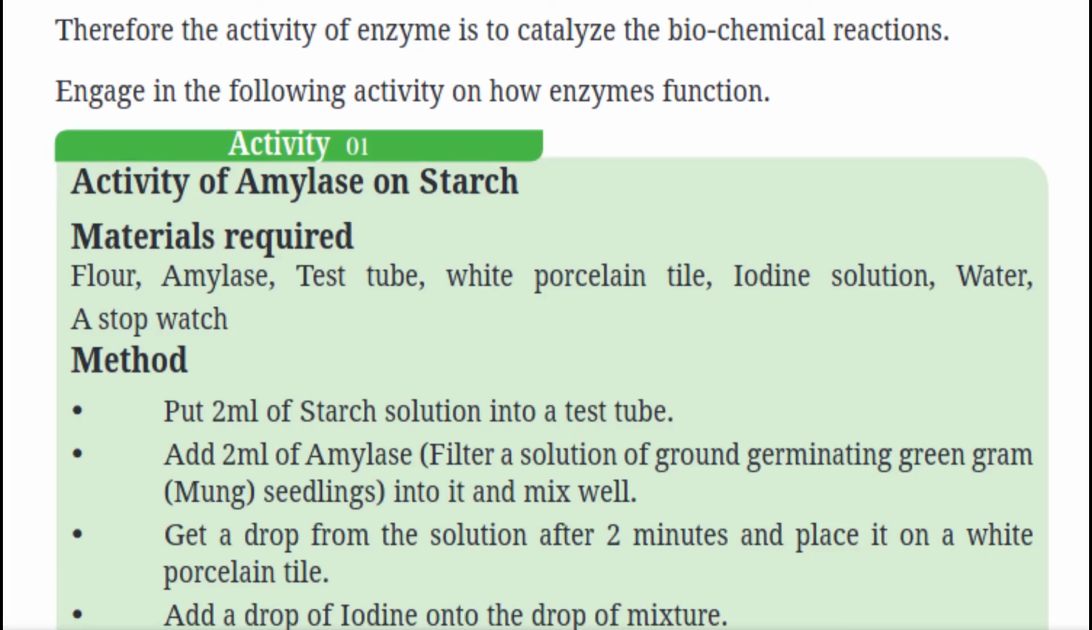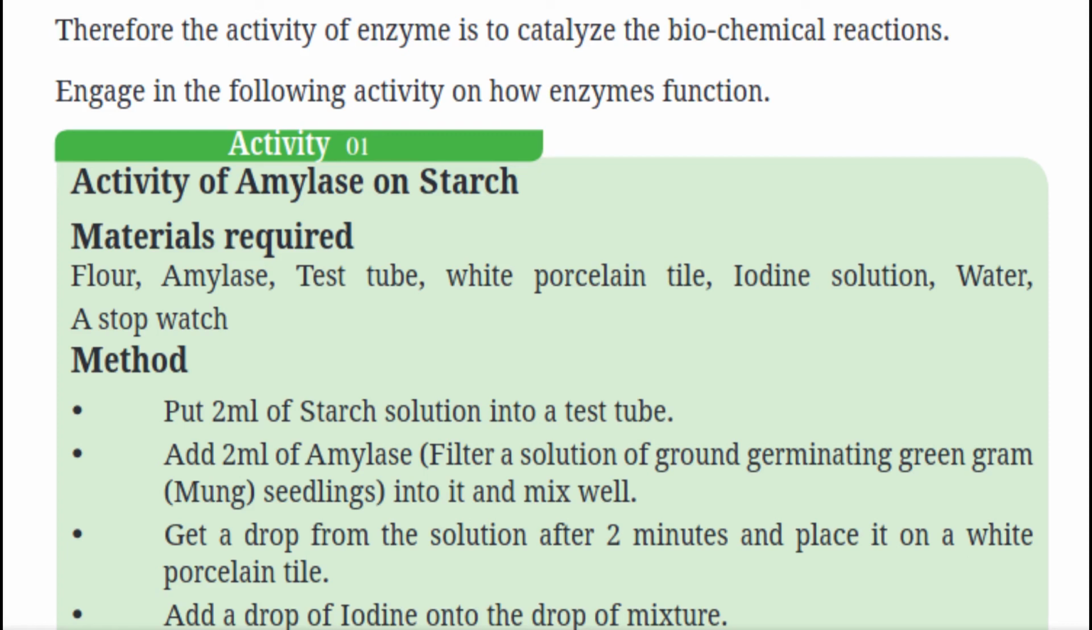Engage in the following activity on how enzymes function. Activity 1. Activity of amylase on starch. Materials required: flour, amylase, test tube, white porcelain tile, iodine solution, water, a stopwatch. Method: put 2 milliliters of starch solution into the test tube.